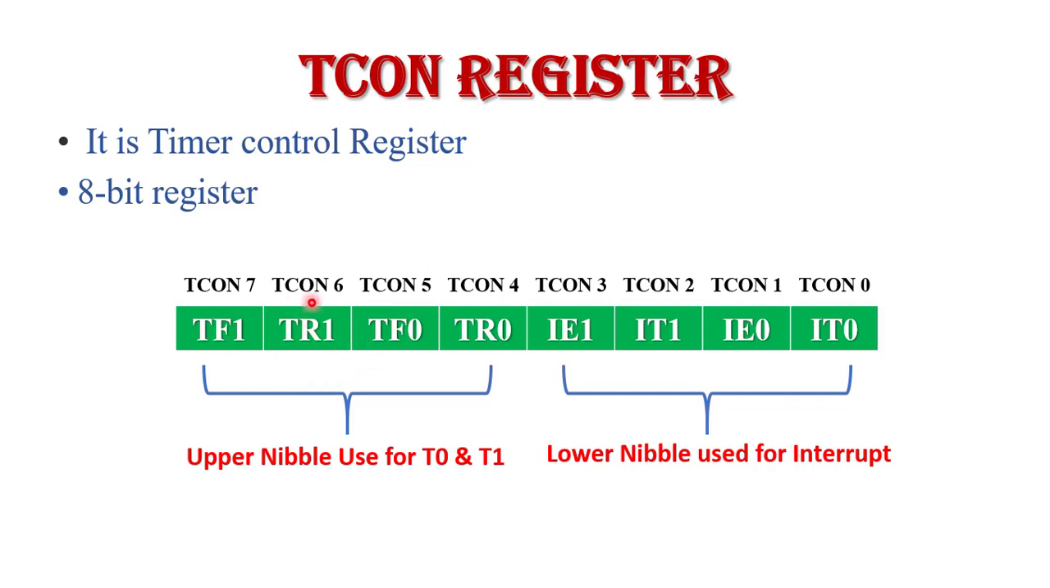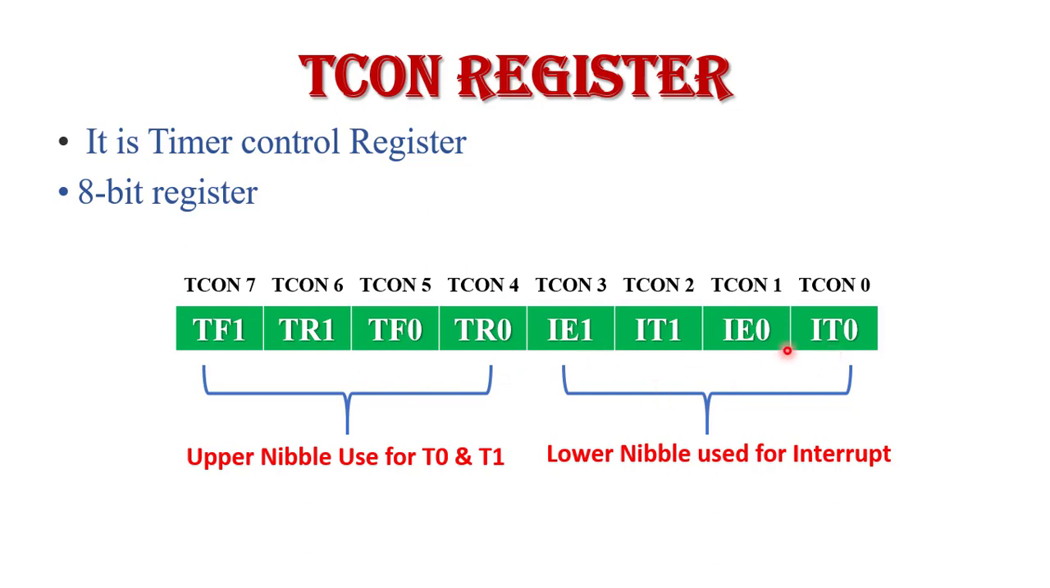Next bits are TCON 6 and TCON 4. These two bits are used as timer run control bits for timer 1 and timer 0. It means these bits are used to start up the timer. If we want to start timer 1 or timer 0, we set the bit to 1. If we want to stop timer 0 or timer 1, we reset these two bits.